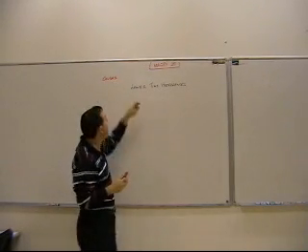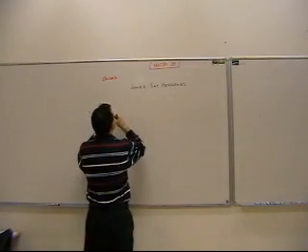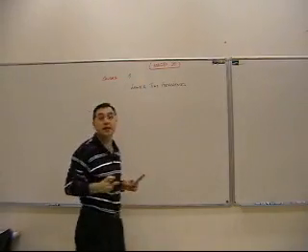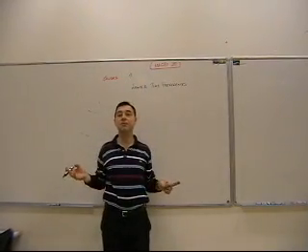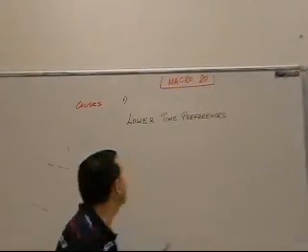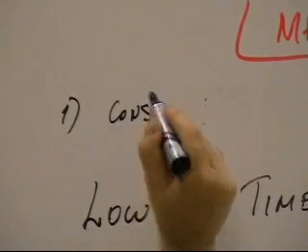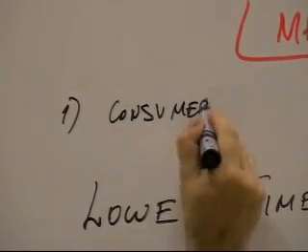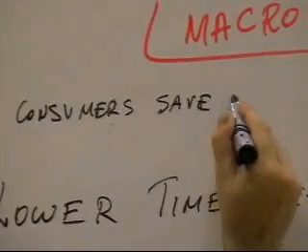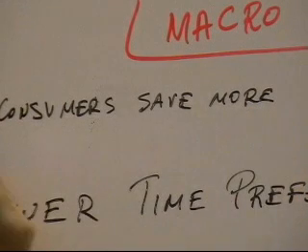So the question is, how do lower time preferences occur? Well, the first very simple way that it occurs, or is caused by, is consumers simply decide to consume less and to save more. Consumers save more.